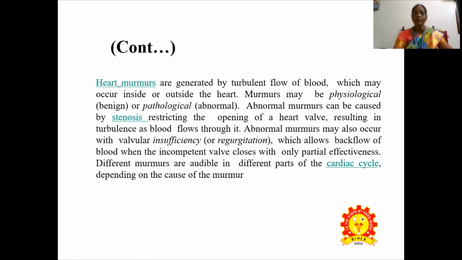Heart murmurs are generally caused by turbulent flow of blood, which may occur inside or outside the heart. Murmurs may be physiological, benign, or pathological, abnormal. Abnormal murmurs can be caused by stenosis, restricting the opening of the heart valve, resulting in turbulence as blood flows through it. Abnormal murmurs may also occur with valvular insufficiency, which allows backflow of blood when the incompetent valve closes with only partial effectiveness.